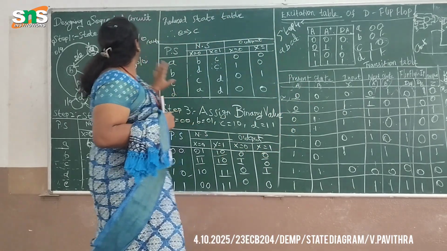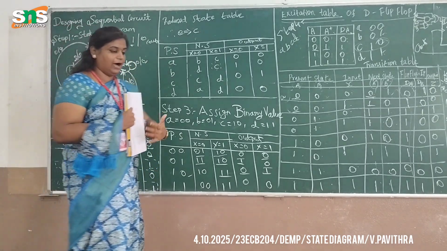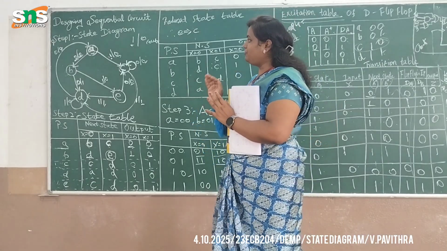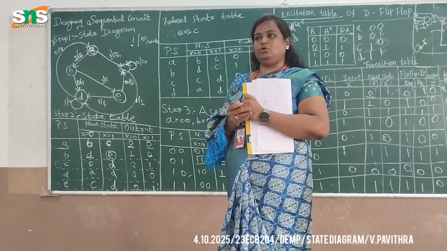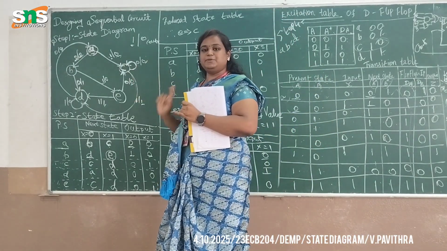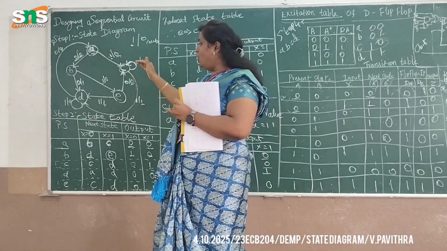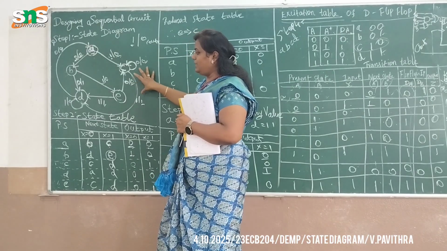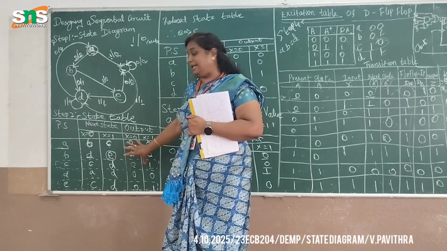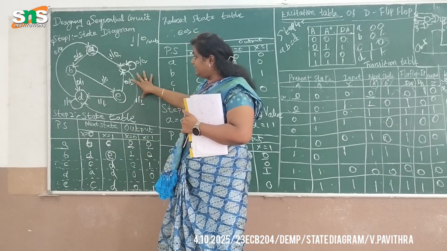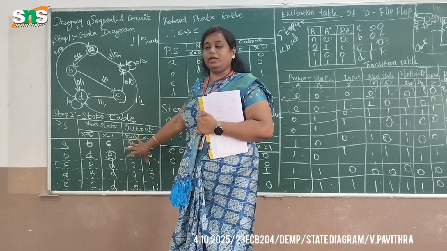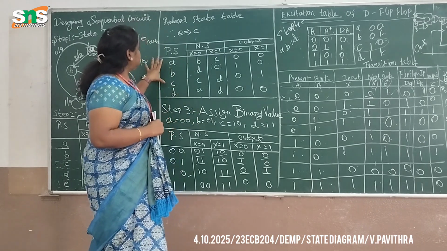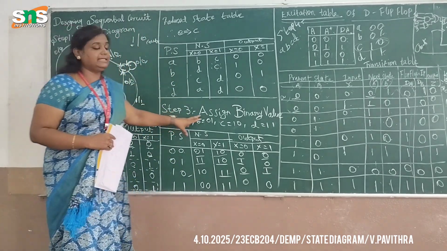First of all, designing a sequential circuit. We have 7 steps. The first step is the state diagram. I will explain how to derive this one. The second step is the state table, which we take from the state diagram. The third step is assigning the binary value.